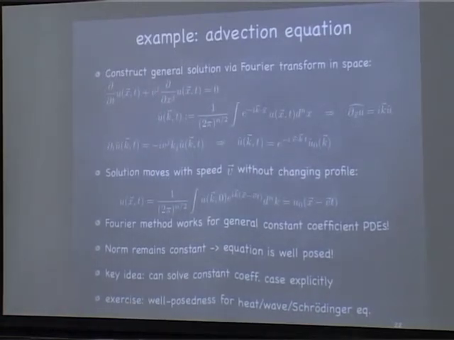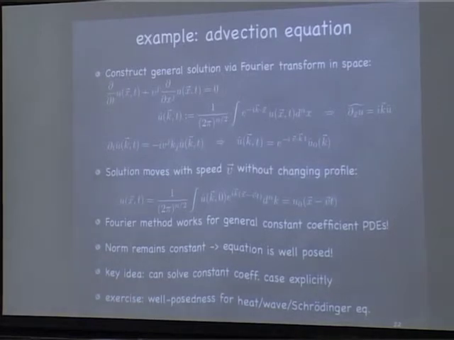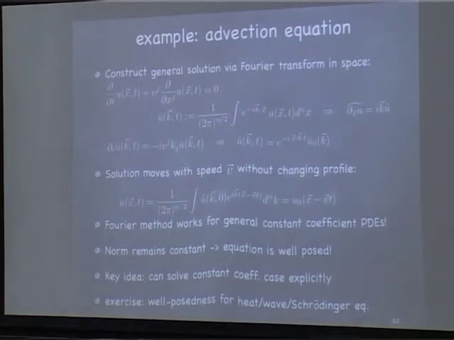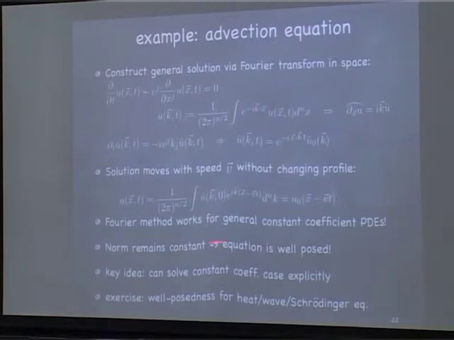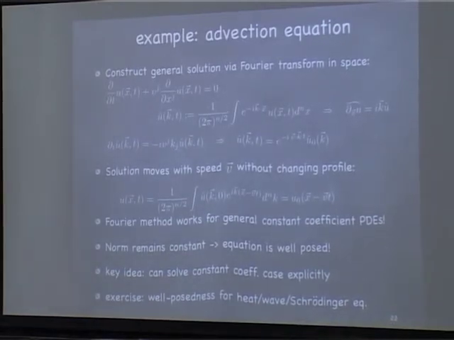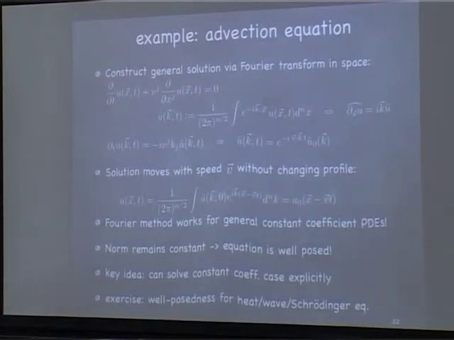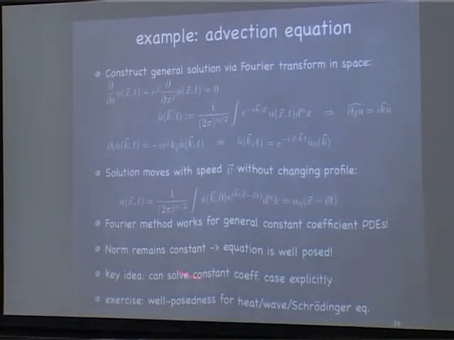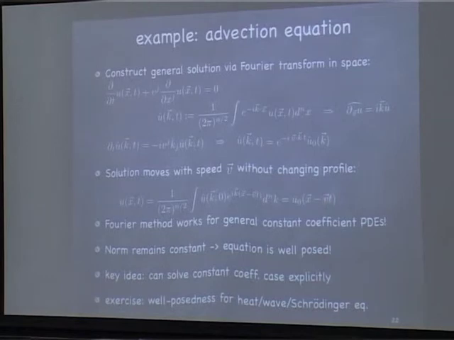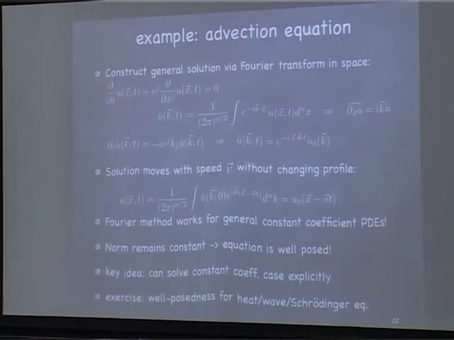We require that it is linear. But as soon as this is satisfied, any PDE can be solved in the same way, right? Another thing that we can see is that the norm of the solution remains constant. The solution is just shifted, so the norm is constant. If the norm is constant, the equation is automatically well posed, right? And the key idea which we have learned here is that the constant coefficient linear case can be solved explicitly by just transforming it to Fourier space and interpreting it as an ordinary differential equation.